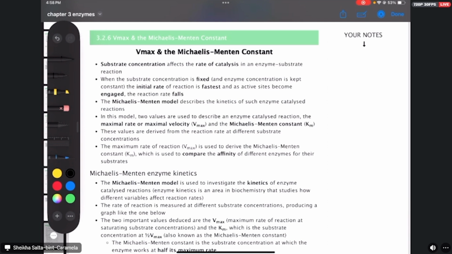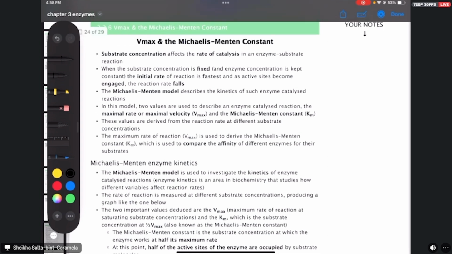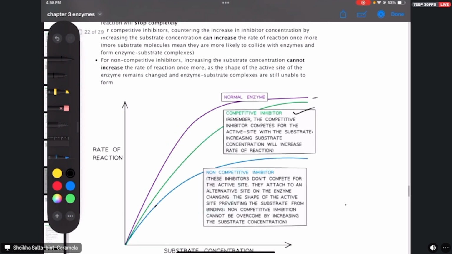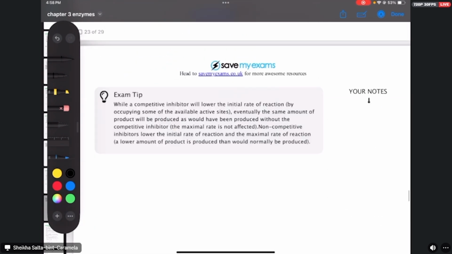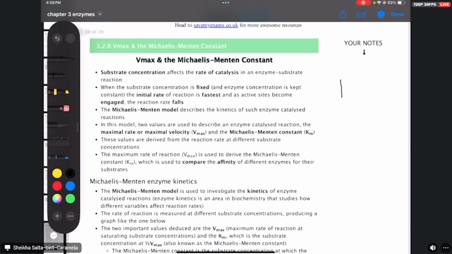Next, we have Vmax and the Michaelis-Menten constant. Vmax is basically the maximum rate of reaction the enzyme reaches when you plot a graph. So over here, let's look at the Vmax for a normal enzyme. Let me just draw it. If I were to draw a graph, it would look like this. So the Vmax would be this part. Vmax is your maximum activity, the maximum rate reached.